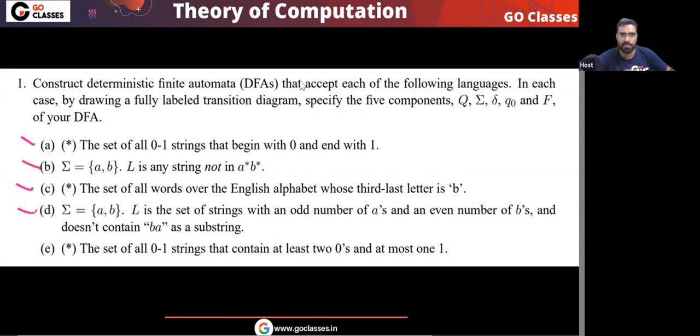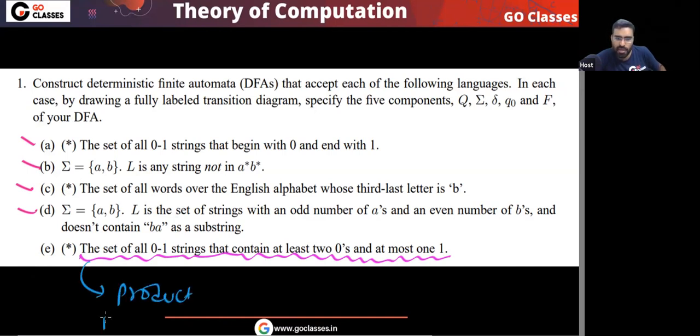The last one, can I give you as a homework? The set of all 0-1 strings that contain at least 2 zeros and at most 1 1. See, this language is also very simple. If you want, you can apply the product automata, but you can also apply the idea.